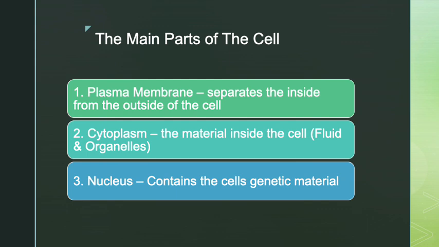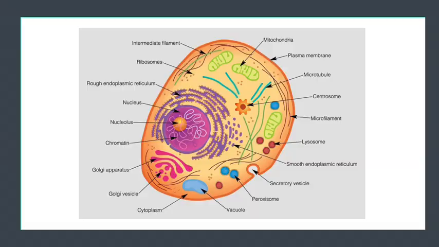We're also going to look at the cytoplasm. The cytoplasm is everything inside of our cell. This includes a fluid, which we'll talk about, that's a liquid, and our organelles, which are small little compartments that have different jobs. And then finally, we will look at the nucleus that contains the genetic material of DNA.